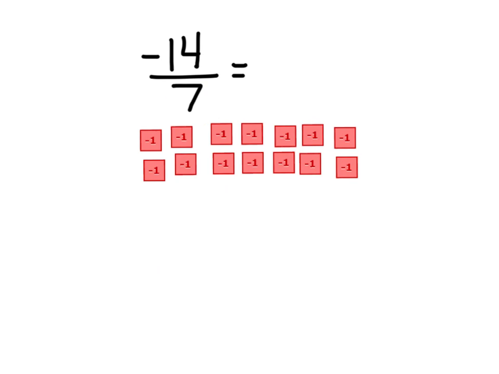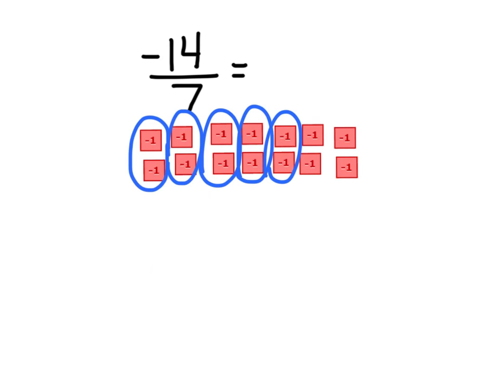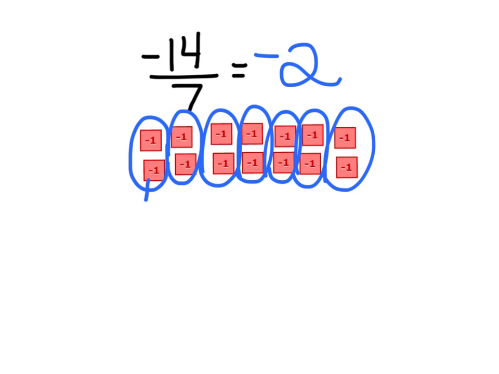And again, we've got negative 14, and we're splitting those into 7 equal groups. So there's a group, 1, 2, 3, 4, 5, 6, and 7. And then I ask myself, well, what's in each group? Negative 2. So I have a negative 14 divided by a positive 7, and I get a negative 2. Again, my signs are different when I'm dividing, and I have a negative quotient.